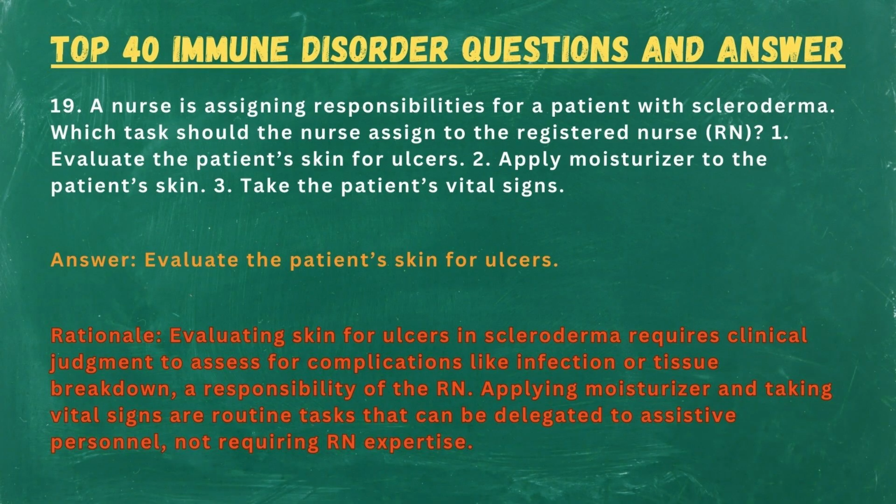19. A nurse is assigning responsibilities for a patient with scleroderma. Which task should the nurse assign to the registered nurse, RN? 1. Evaluate the patient's skin for ulcers. 2. Apply moisturizer to the patient's skin. 3. Take the patient's vital signs. Answer. Evaluate the patient's skin for ulcers.